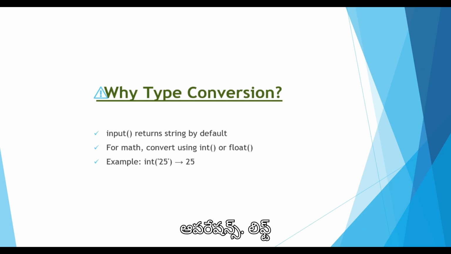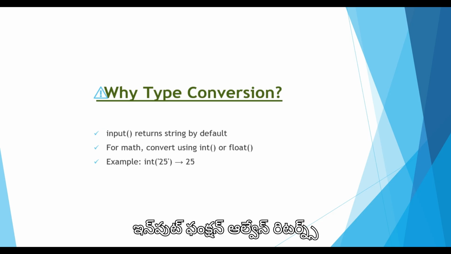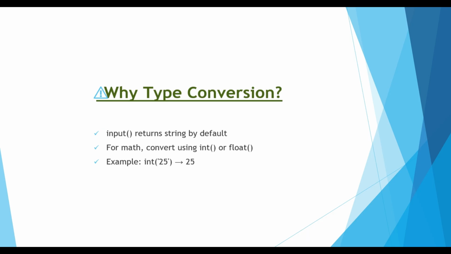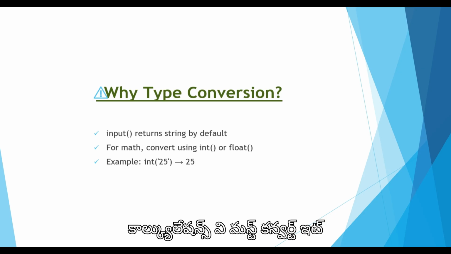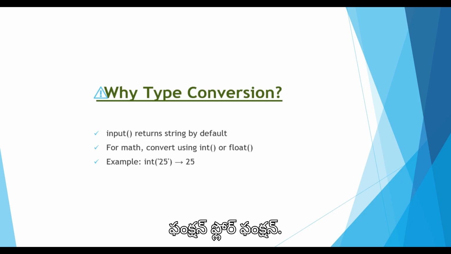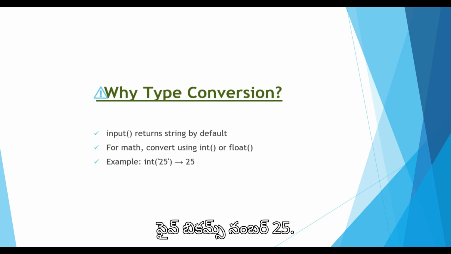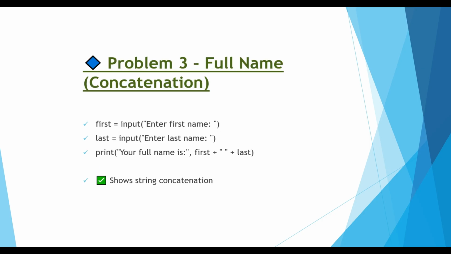operations. Let's understand why we need to convert input data into numbers. Input function always returns a string. If we want to do calculations, we must convert it into a number using the int function or float function. For example, int of "25" becomes the number 25.